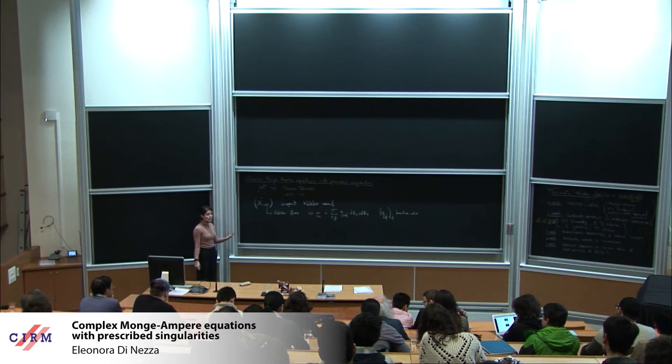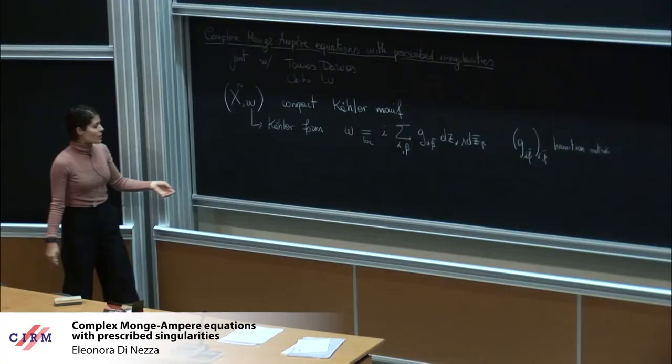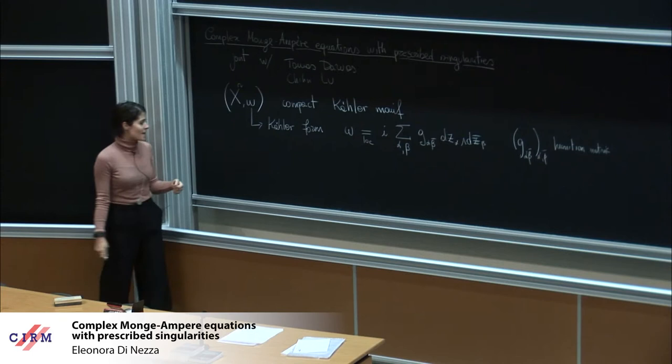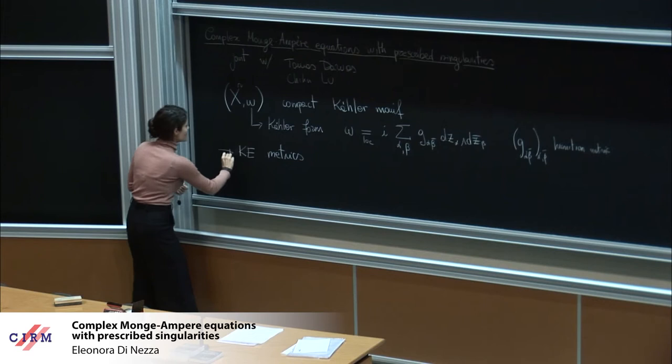Okay, perfect. So we already saw the story in Kähler geometry, the problem of looking for special or canonical metrics. And among them, we already saw that special ones are the so-called Kähler-Einstein metrics. Once again, what is a Kähler-Einstein metric?